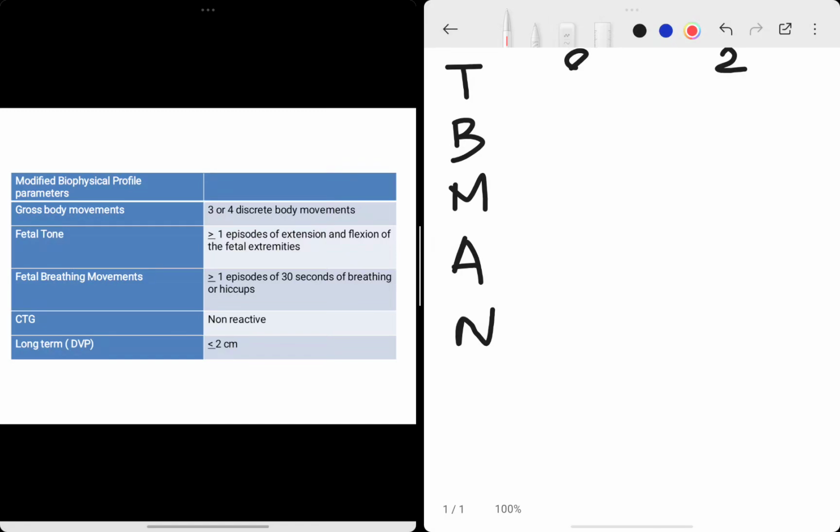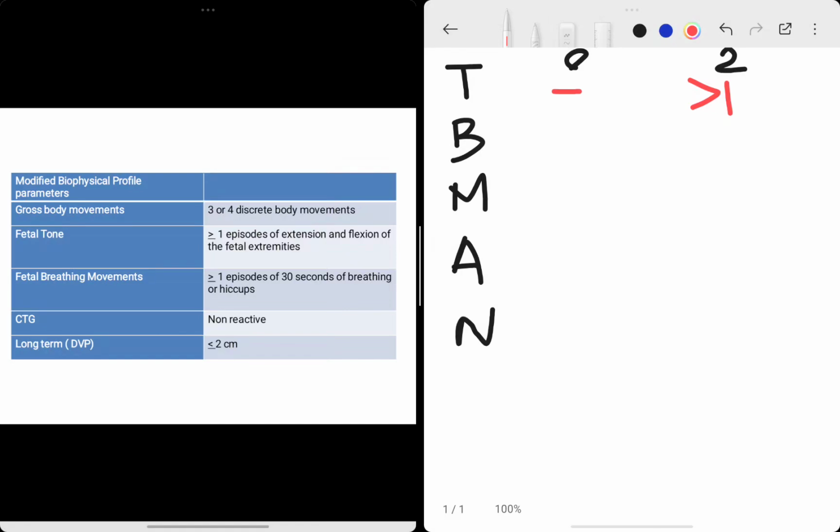So when will we give zero? When we talk about tone, if there is slow extension and return to flexion, movement of limb extension absent. So if there is no movement then this is 0. And how many movements are required? At least more than one episode is required. So more than one episode of extension and flexion of the fetal extremities is considered normal.